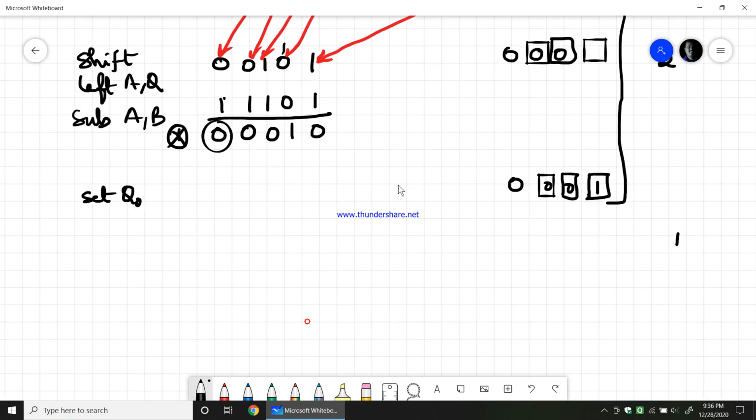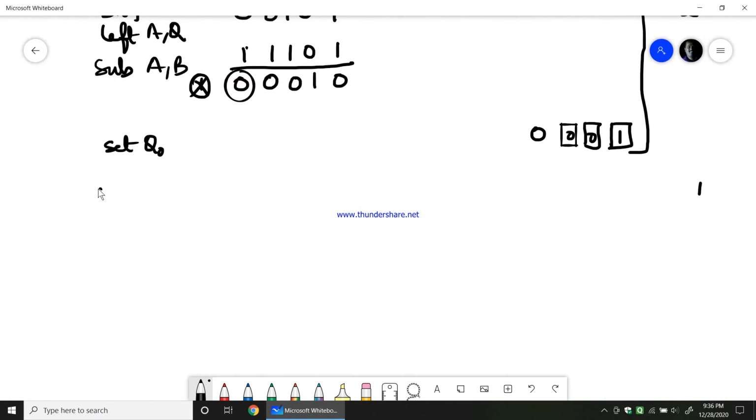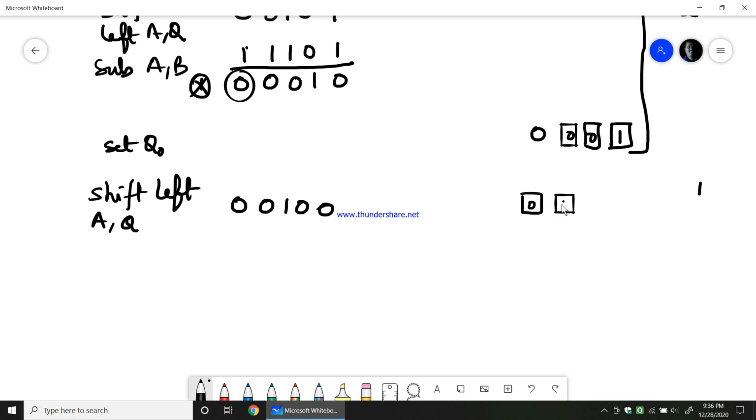As it is not 0, again the shift operation: shift left A comma Q. So therefore 0 0 1 0 and this 0 comes here, this 0 comes here, this 1 comes here, and we don't know what the next bit Q0 is. So therefore the next step is subtract A comma B. So I'll add this with 11101.